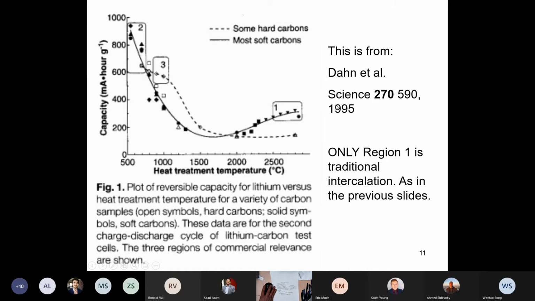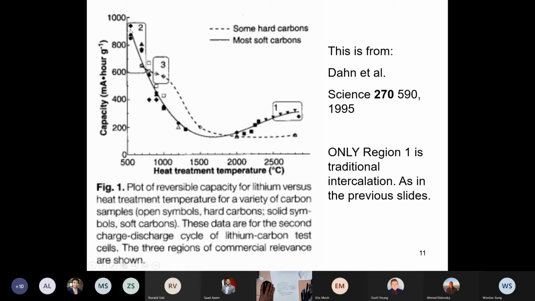There's a paper that we published in Science in 1995, which shows the specific capacity in milliamp hours per gram as a function of heat treatment temperature for a variety of carbon samples. You take different organic precursors and you heat them to different temperatures under inert gas. This is called pyrolysis or carbonization. If you heat them under air, they just burn, carbon burns. That's how you heat a house with coal. So you have to heat them under inert gas, nitrogen typically.